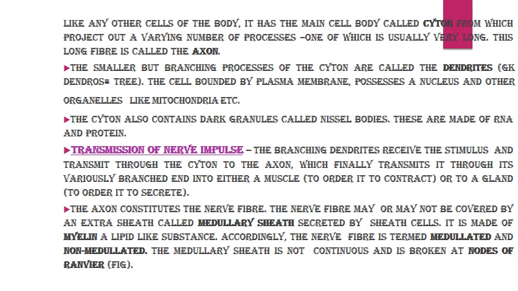The nerve fiber may or may not be covered by an extra sheath. This is called medullary sheath, secreted by sheath cells. It is made up of myelin. Myelin is a lipid-like substance. Accordingly, the nerve fiber is termed medullated and non-medullated. The medullary sheath is not continuous and is broken at nodes of Ranvier.